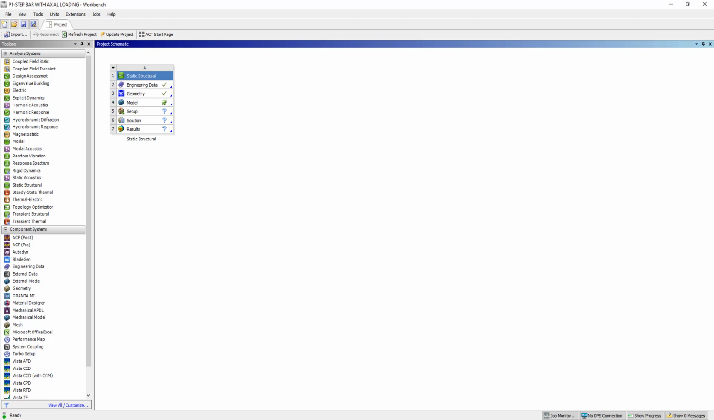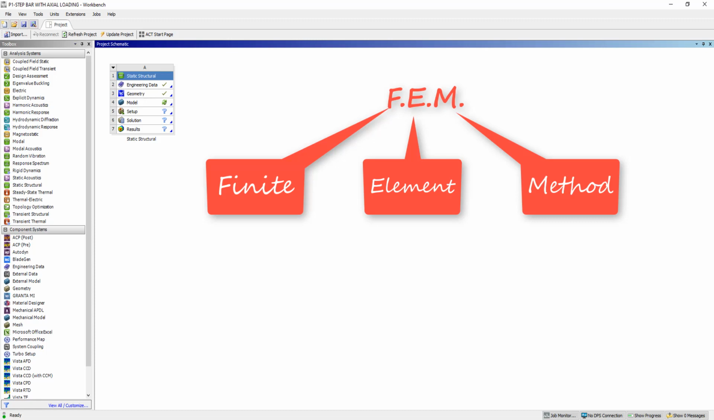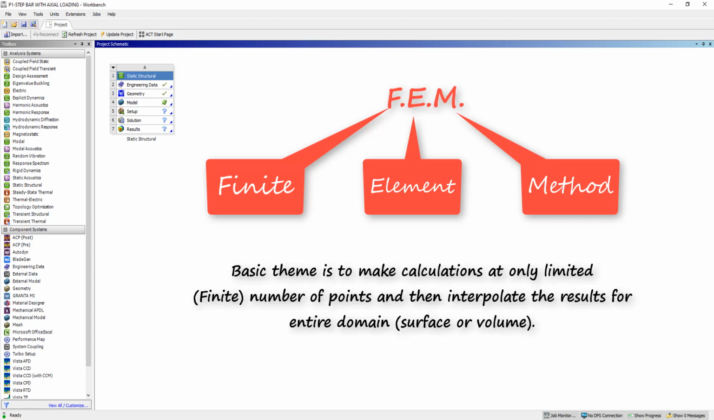So how does ANSYS do it? ANSYS basically uses one numerical method, that is FEM. So what is FEM and what is the meaning of FEM? The meaning of FEM is hidden in its words itself. The basic theme is to make the calculation at only a limited number of points, a finite number of points, and then interpolate the result to the full problem domain, or our full CAD model. That may be a surface or volume, or in our case we have line bodies.